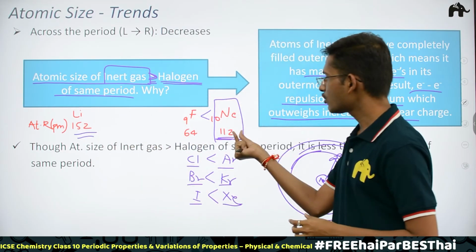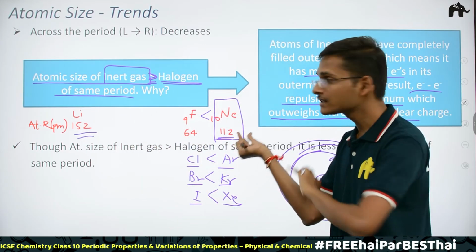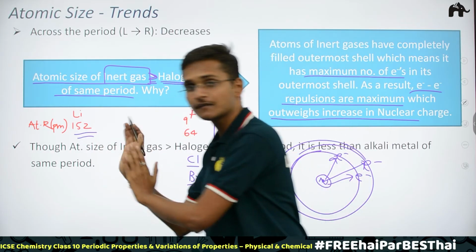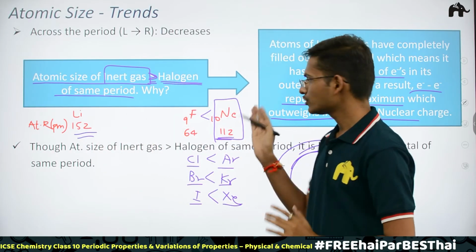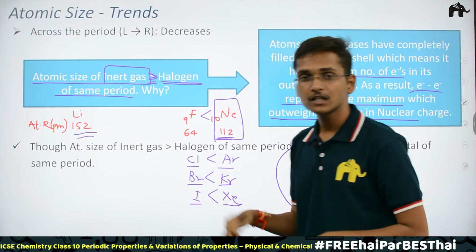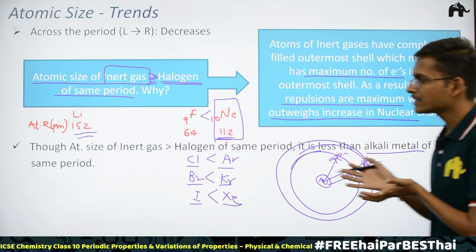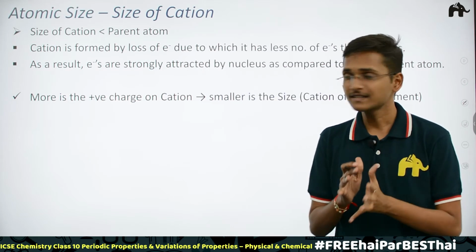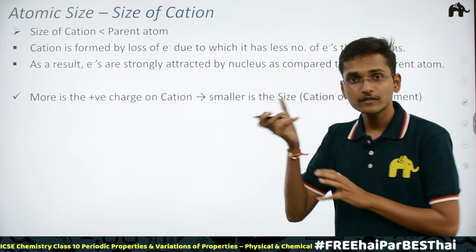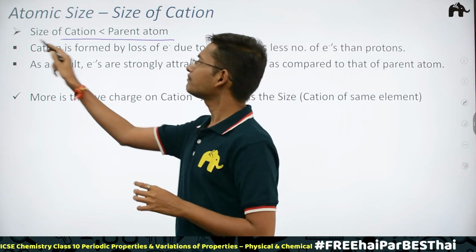Here you can see neon has an atomic radius of 112 picometers, but lithium has 152. So yes, absolutely, it is less than the alkali metals, or the group 1 elements. Now let's see why the size of the cation is less than the parent atom.